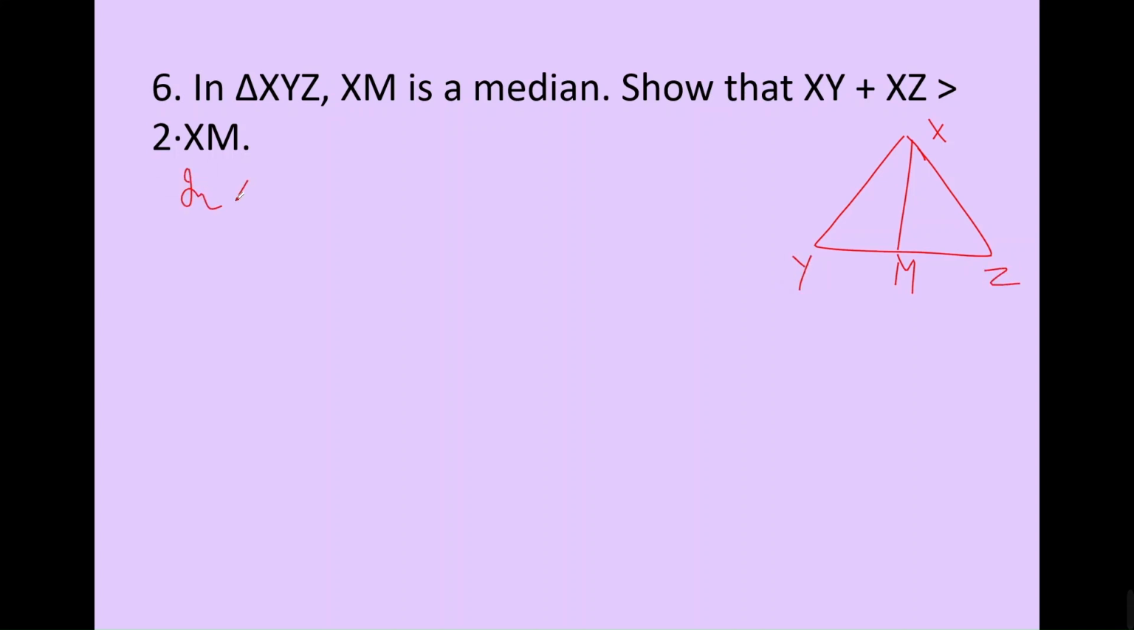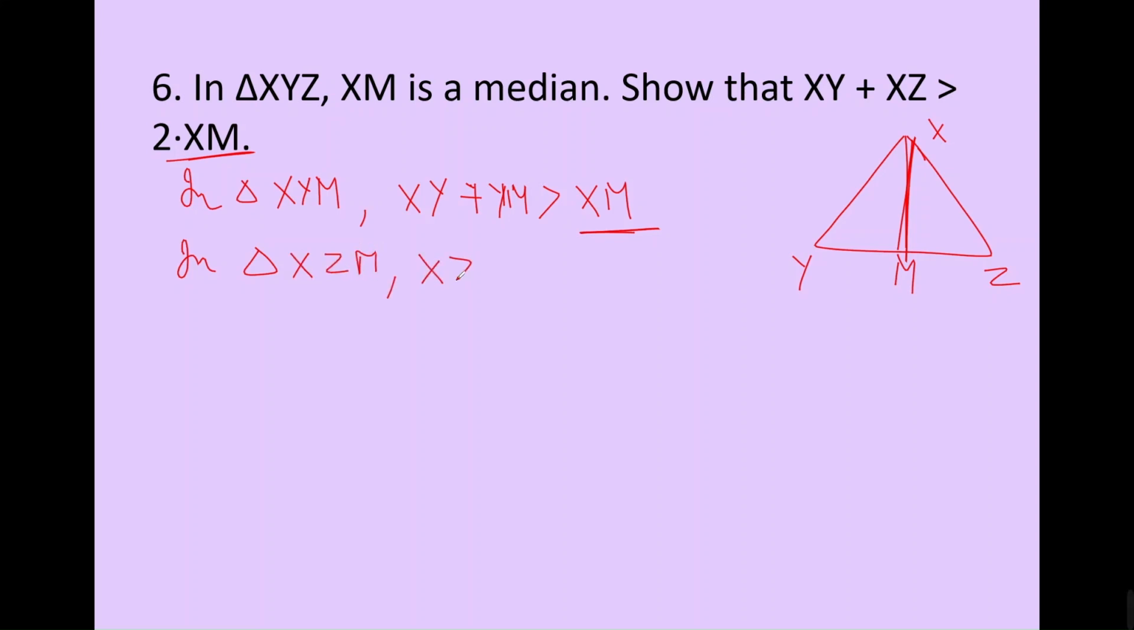So we will say in triangle XYM, we have XY plus YM greater than XM. Now, how do we choose which one to keep where? Because you can see that in this inequality, XM is on the right hand side and we have two of those. So we have two triangles, right? So we can use it twice on both the triangles. So first we write this, and then in triangle XZM we can say XZ plus ZM is greater than XM.